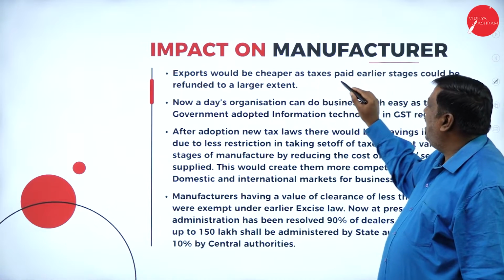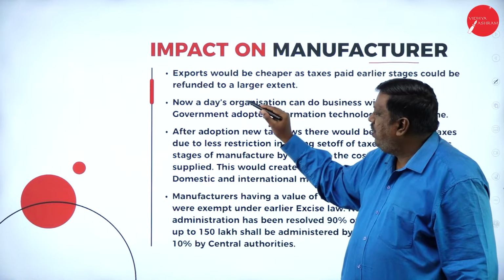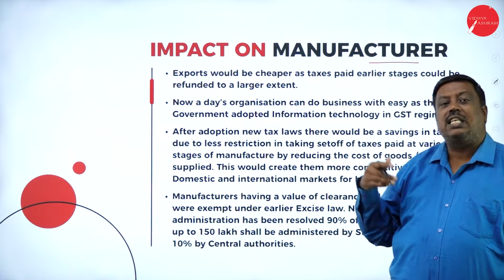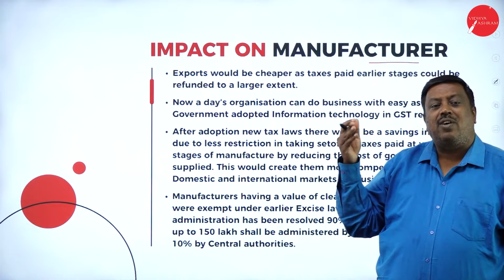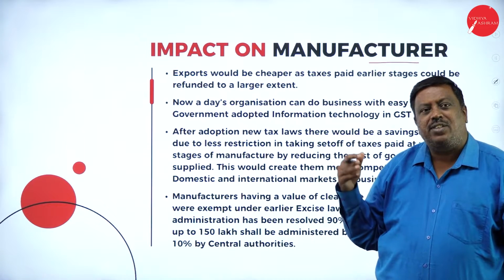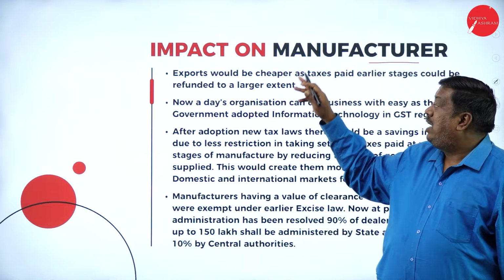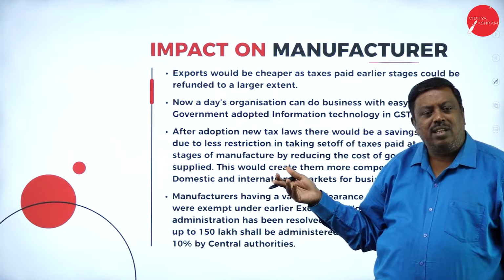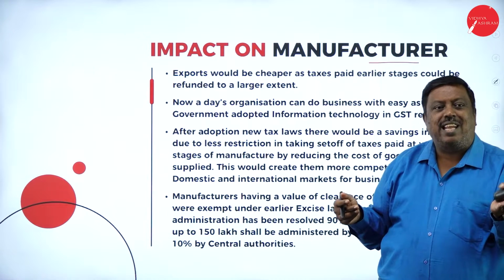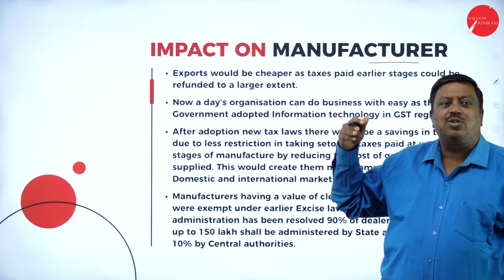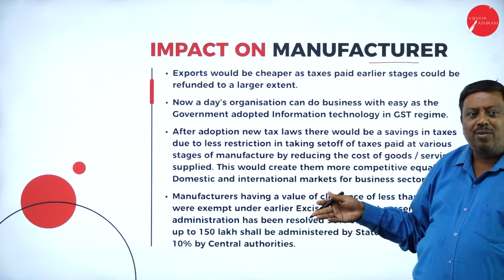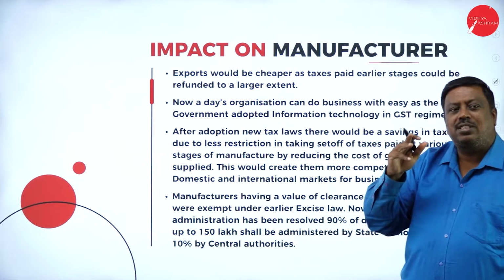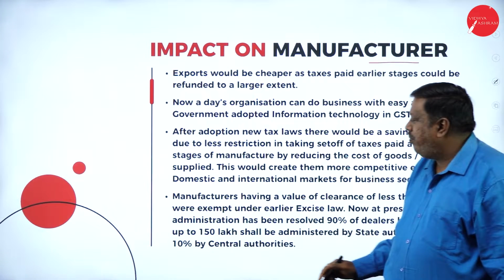Exports would be cheaper as tax paid in earlier stages could be refunded to a large extent. They're saying that for people exporting goods from our country to another country, the manufacturer has paid tax at the time of acquiring the raw material. At the time of collecting GST on the goods supplied to the other nation, the amount already paid can be set off. Only the remaining amount is going to be paid as tax to the government. Now, this is going to benefit the exporters, and the number of exporters in the market has increased.